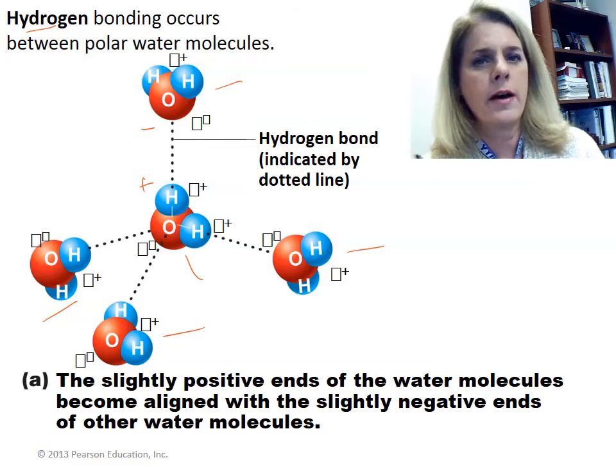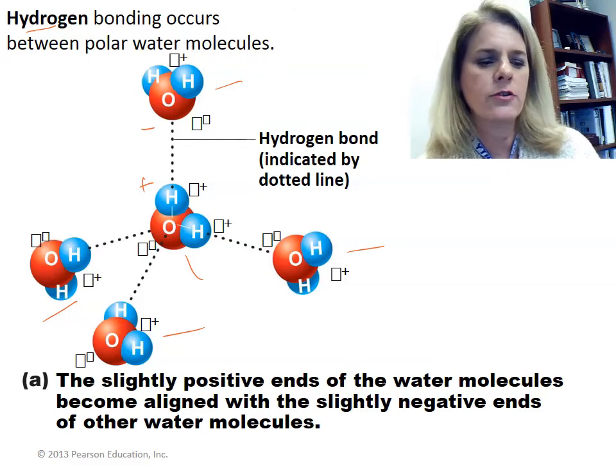Well, those attract each other. Positives and negatives attract each other. So you get this hydrogen bonding.